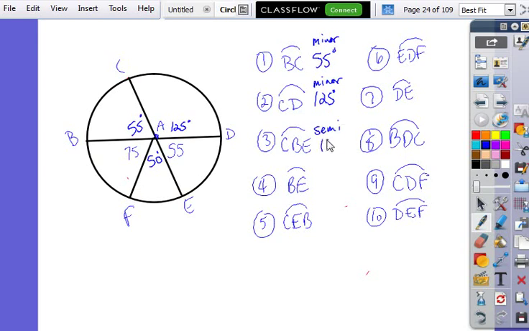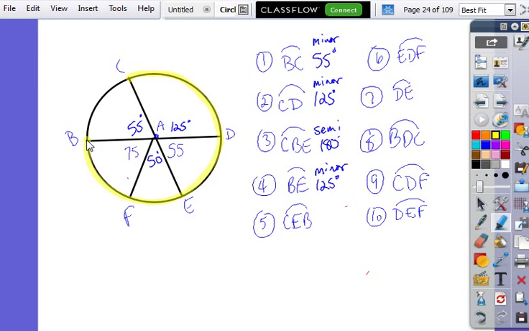All right, BE. What kind? It's a minor, because it's less than half. And it would be the 75 plus the 50, so that's 125. CEB. Again now, remember, you start at C, you go until you hit E, and then you finish when you get to B.